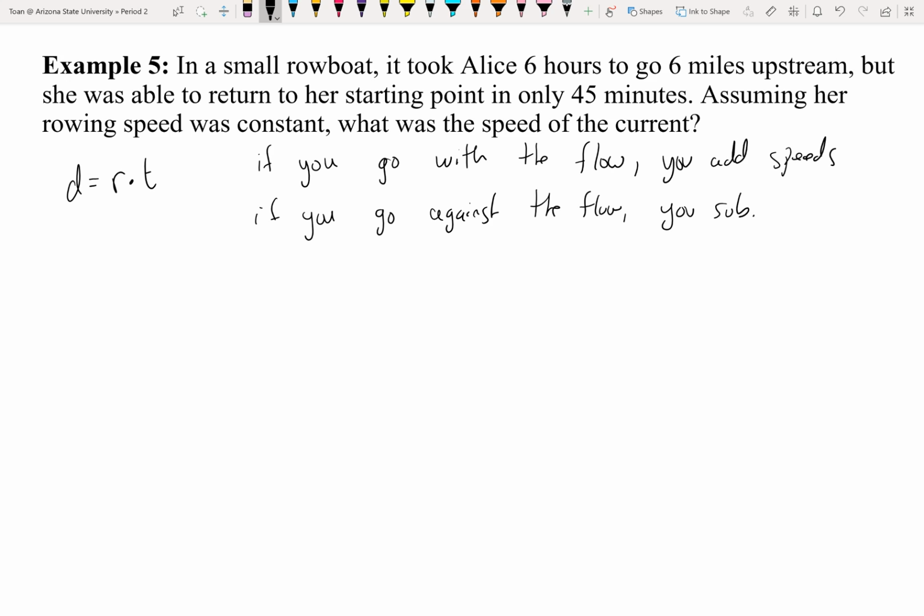So let's just go ahead and read the information and see what variables they give us. 6 hours. Obviously, that's time, right? I hope I don't have to explain that. 6 miles. What is that? Distance. 45 minutes. What's that? Time. They give us 2 times. That's weird. Oh, she has 2 trips. Upriver and then downriver. So we'll probably have 2 equations.